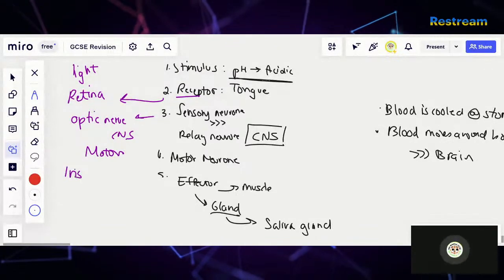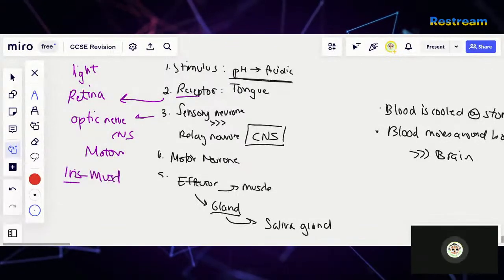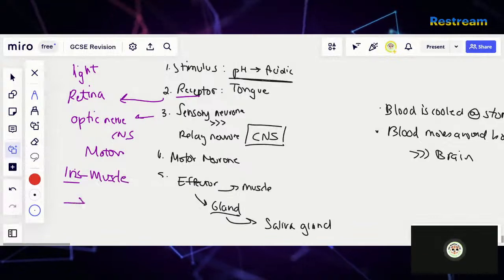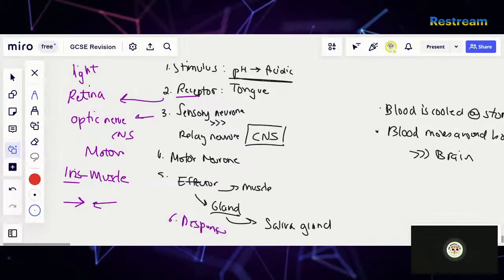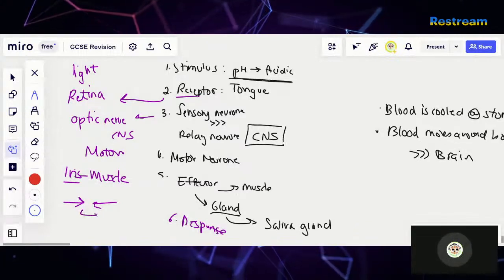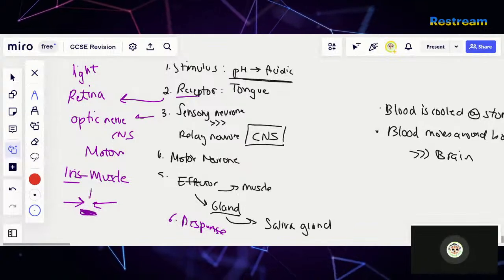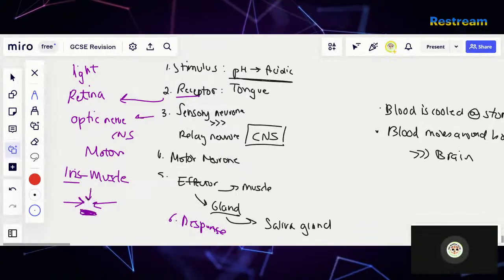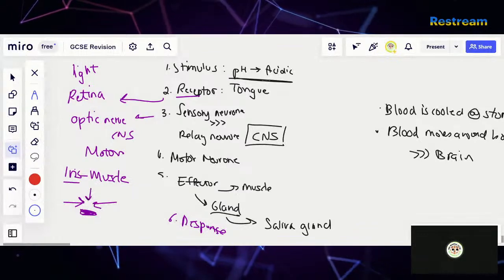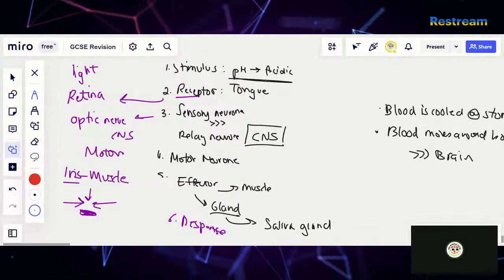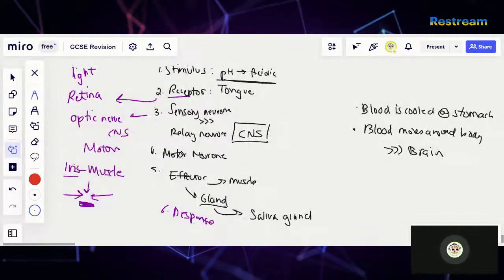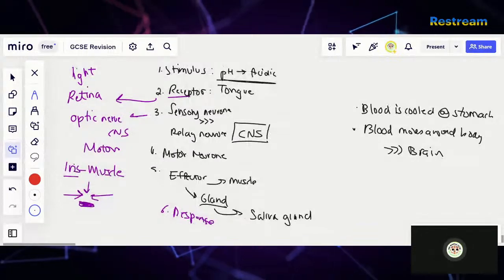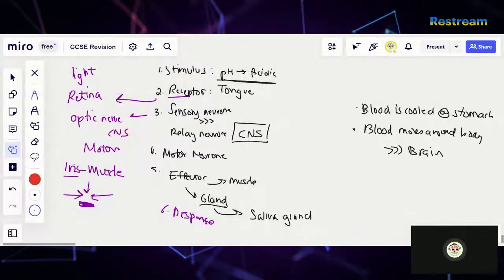So the information gets sent to the iris, which is a muscle. So the effector is a muscle here, and the response, which is the final step, is that the iris constricts, reducing the amount of light entering the eye. Now this could be a 2 marker, this could be a 4 marker, so it all depends, and always make sure you try and include as many steps as you can if you know that it's more than a 2 marker, because they're clearly asking for something of high quality.